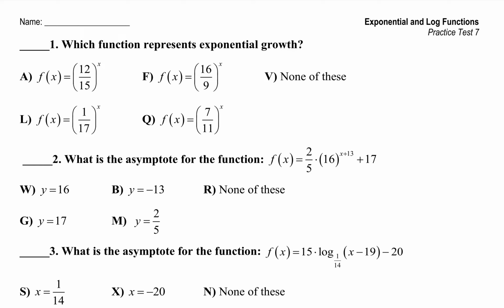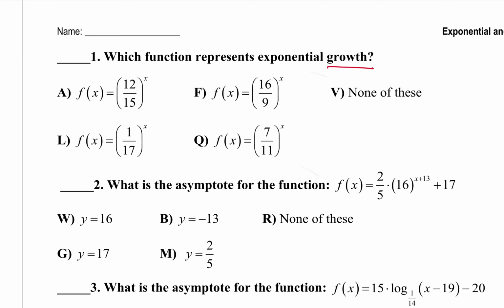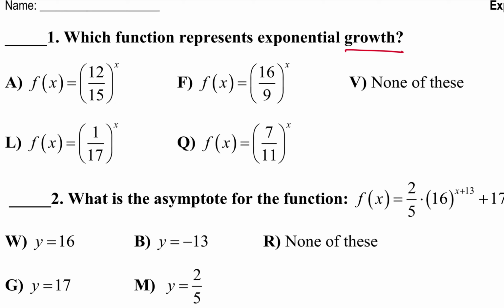Okay, so number 1, what function represents exponential growth? We know growth has to be greater than 1. If it was decay, it'd be less than 1. So I just go through these and figure out which one of these is greater than 1. So 12 over 15 is not, 1 over 17 is not, 7 over 11 is not, but that one is. So my answer is F. So growth or decay, you're just looking for greater than 1 or less than 1.